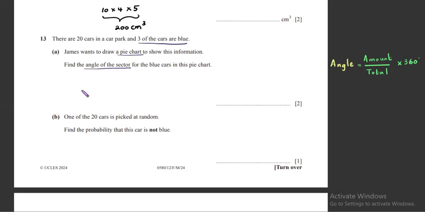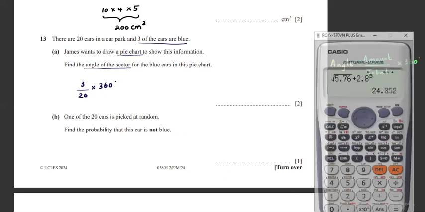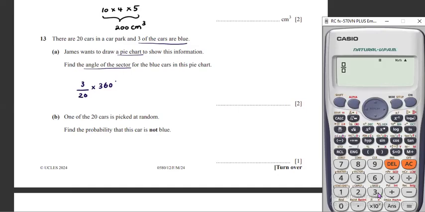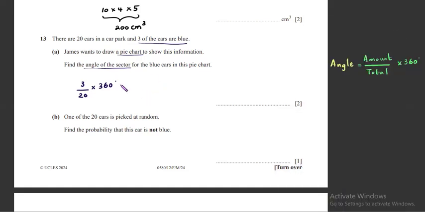The total number of cars is 20. The number of blue cars is going to be 3. So that's going to be 3 out of 20, and we times it with 360 degrees. I'm going to put this in the calculator. So we have 3 out of 20, and then I'm going to multiply this with 360. When I do that, I end up getting 54, which means the angle of the sector is 54 degrees.